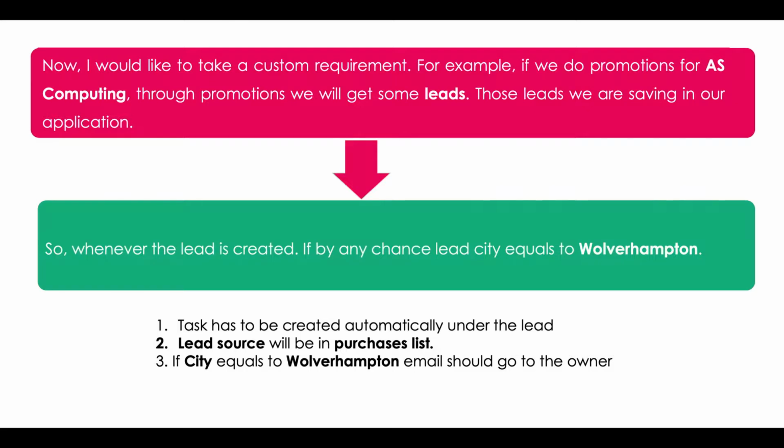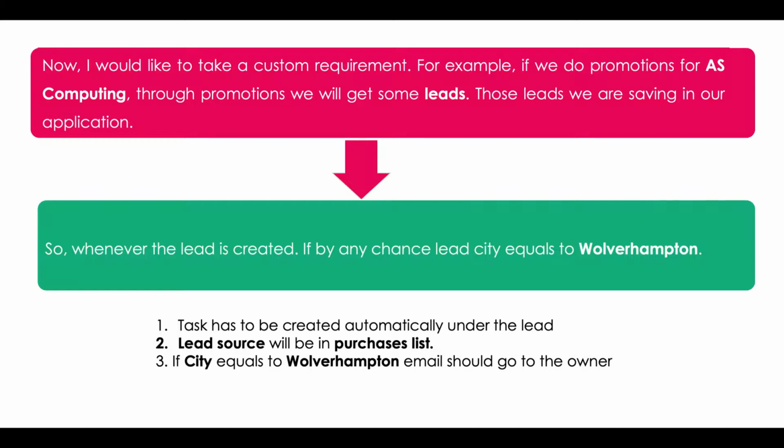So whenever the lead is created, if by any chance lead city equals Wolverhampton, a task has to be created automatically under the lead. Lead source will be in purchase list. If city equals Wolverhampton, email should go to the owner. So what is the first one? Task has to be created automatically under the lead.